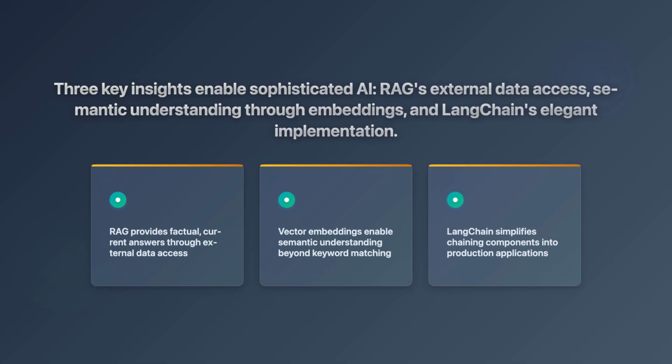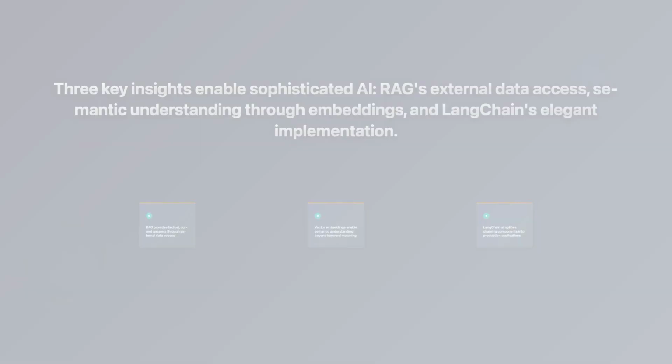Let's crystallize what you've mastered. First, RAG enhances LLMs with external data access, providing factual, up-to-date answers instead of generic responses or hallucinations. Second, this magic happens through vector embeddings and similarity search in specialized databases that understand meaning, not just keywords. Third, frameworks like LangChain make it elegantly simple to chain these powerful components together into production-ready applications. These three insights give you the foundation to build sophisticated AI systems.